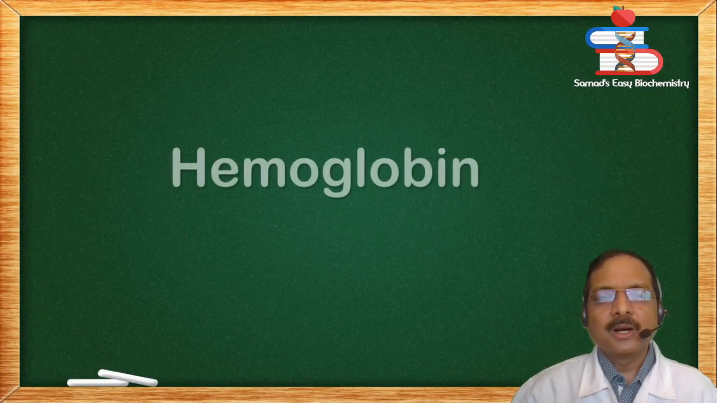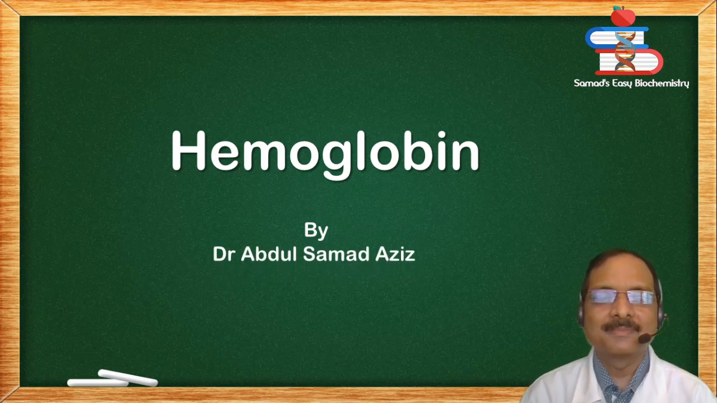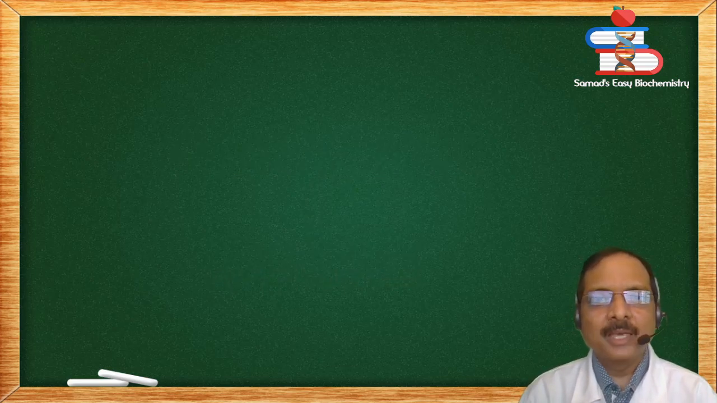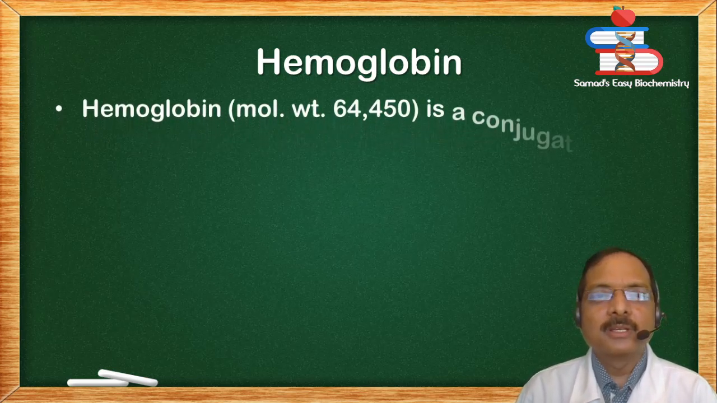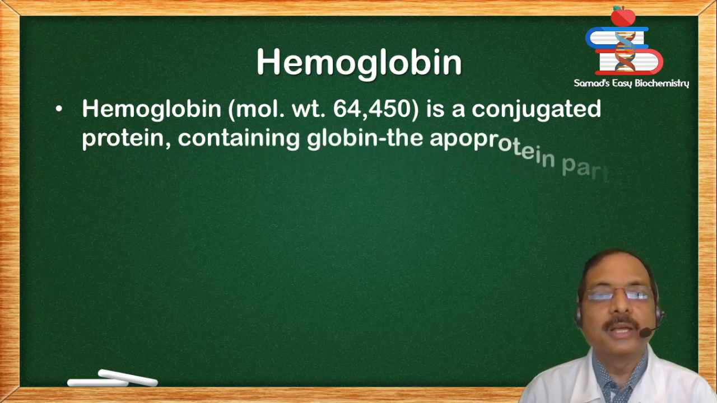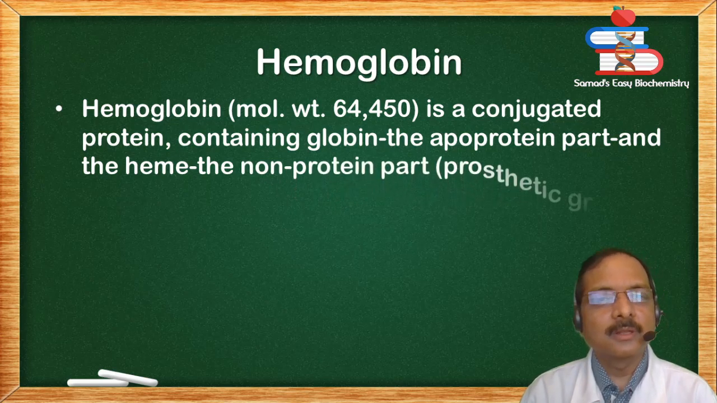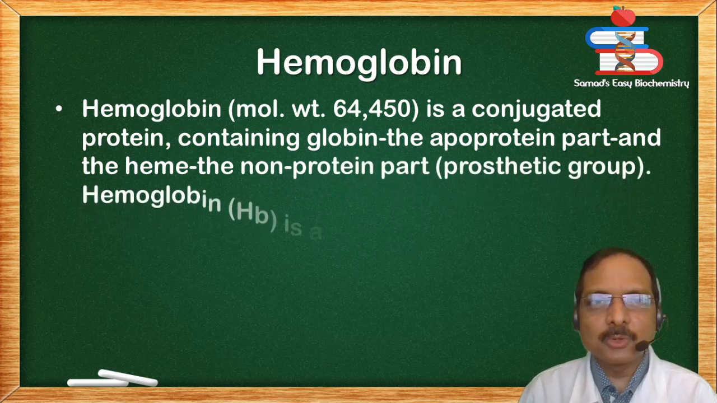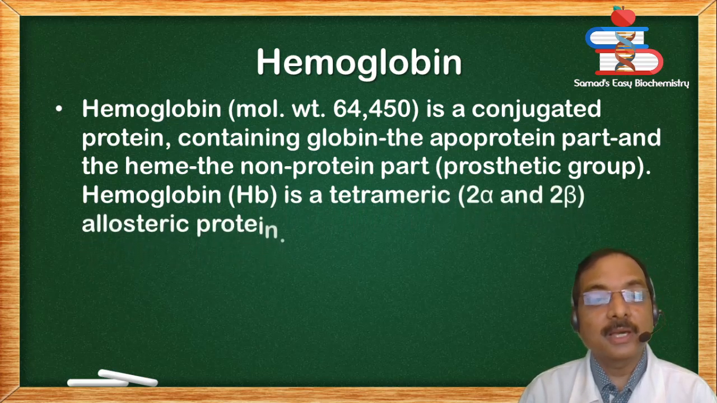In this video, I'll be informing some very simple and basic definitions related to hemoglobin. Hemoglobin, with molecular weight 64,450 Daltons, is a conjugated protein containing globin, the apoprotein part, and the heme, the non-protein part or the prosthetic group. Hemoglobin or Hb is a tetrameric allosteric protein with 2 alpha and 2 beta polypeptide chains.